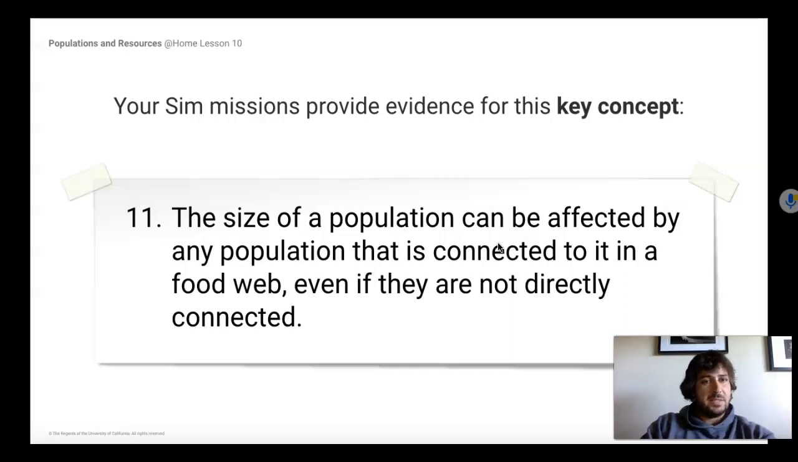Now we already went through all this and we come to our last key concept of the day, and that's this. The size of a population can be affected by any population that is connected to it in a food web, even if they are not directly connected.